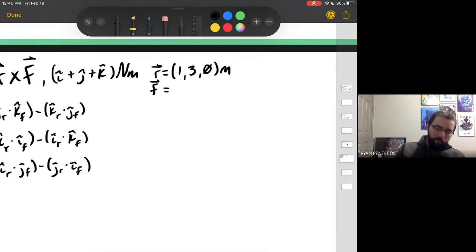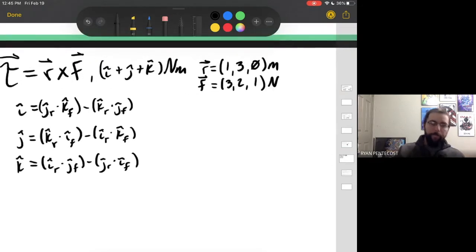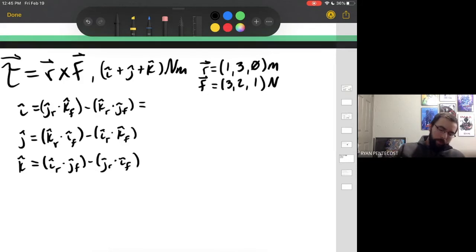And F was 3i, 2j, 1k newtons. Now, let's do this math. Let's power through this. I'm going to show you an easier way to do this on the next slide, but this is how the math works out. I'm going to show you a way to draw it if you're a visual person.